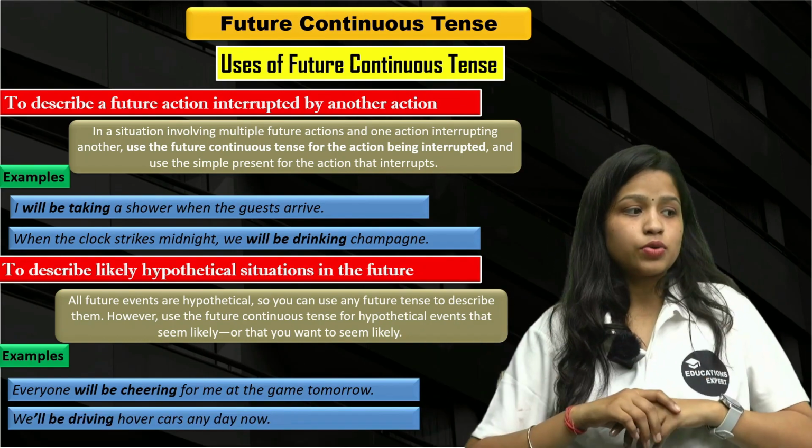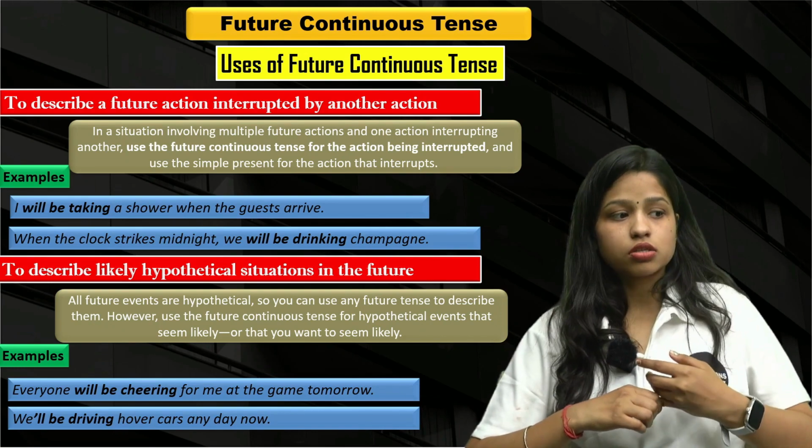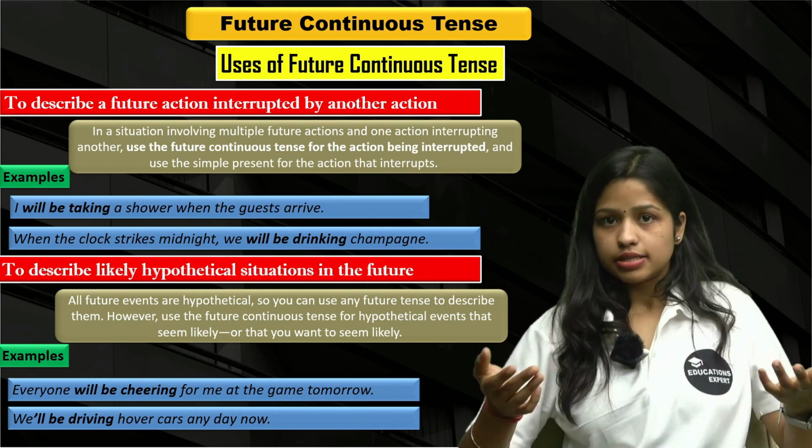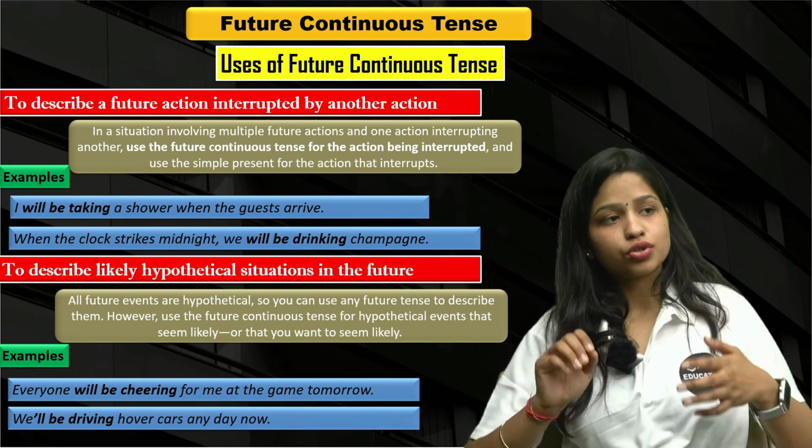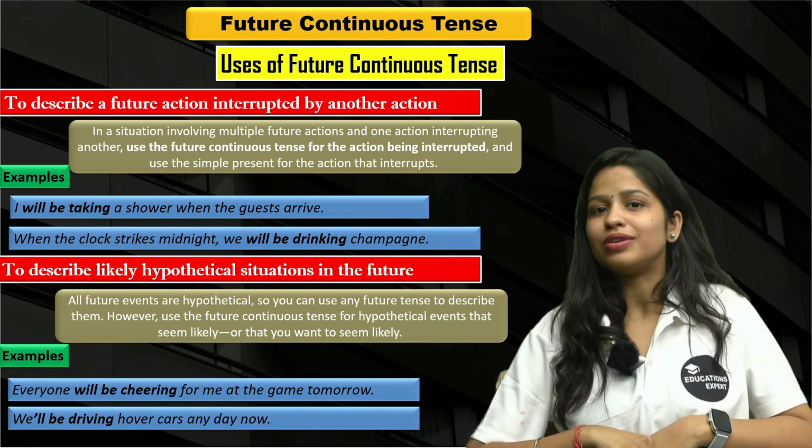Next up we have, we'll be driving a horse car any day now. Same, right? So I hope now all four uses of the future continuous tense are definitely clear for you. Now let's move forward.